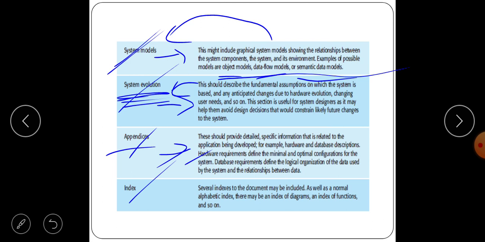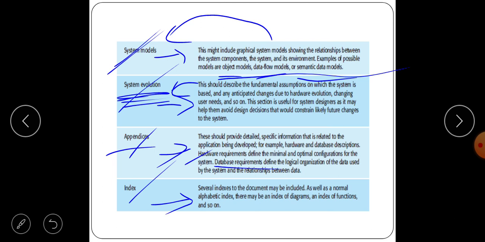Next, database requirements define the logical organization of the data used by the system, and the relationships between the data will be explained in the database requirement description. Okay, next chapter is index.